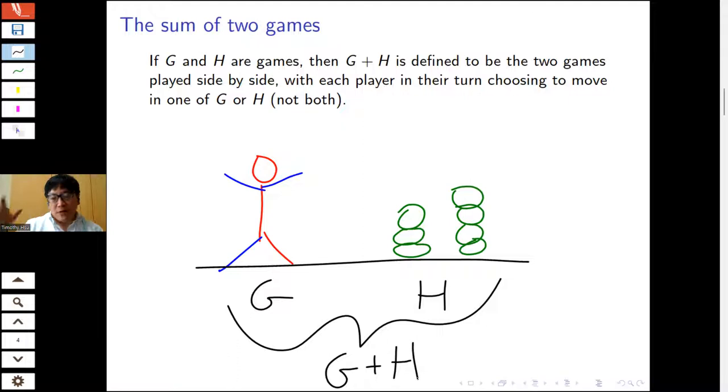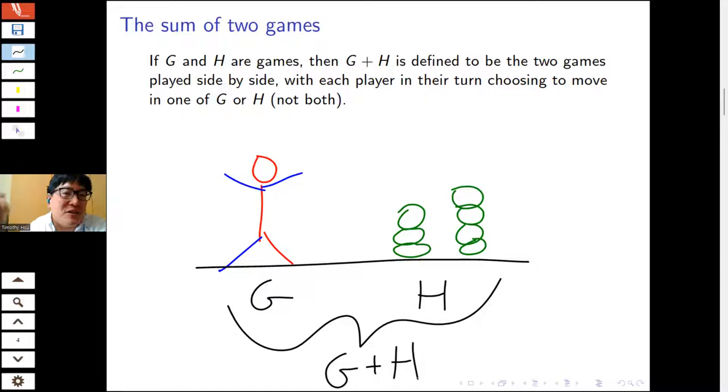So if you have a game of blue-red Hackenbush on the left and a game of NIM on the right, then in the game G plus H, in turn, each player gets to choose what they want to do. They could take something from the Hackenbush side, or they could do something from the NIM side, but not both. And that is the definition of G plus H. It's a strange kind of thing, but there it is.